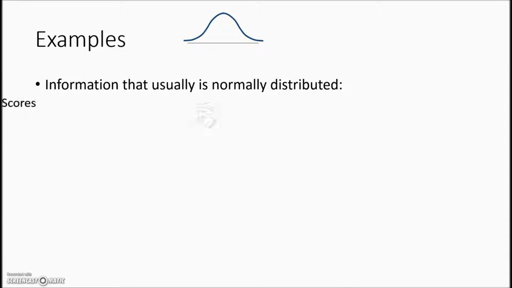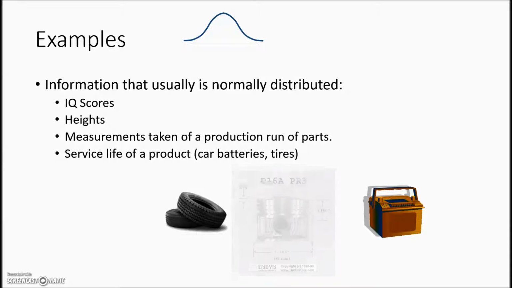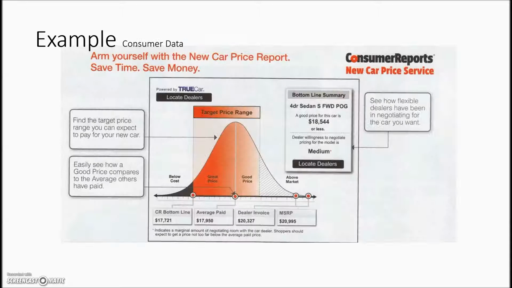And there are many things that graph out or distribute themselves in normal distribution. IQ scores, as we just saw, heights of people, weights, measurements taken from production, manufacturing, service life of a product, car batteries, tires, etc. It's often found that most naturally occurring events yield a normal distribution pattern.